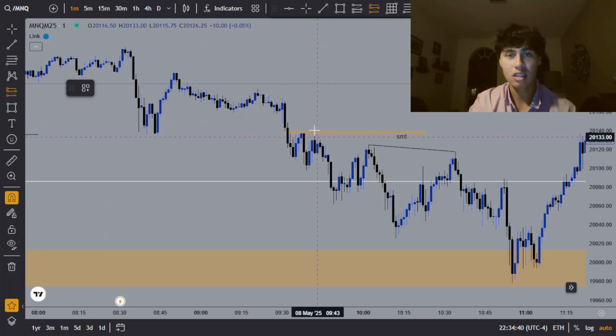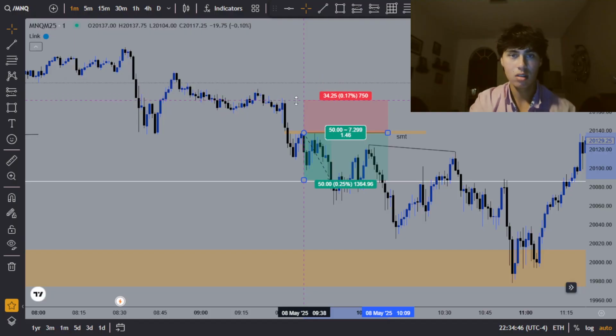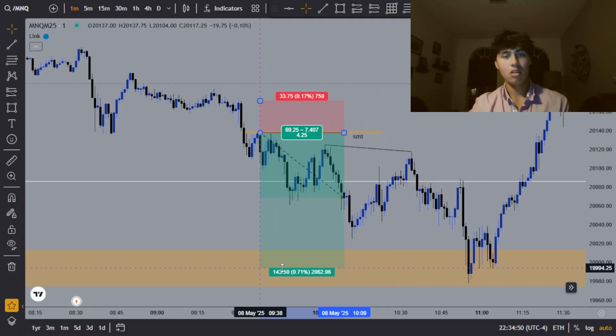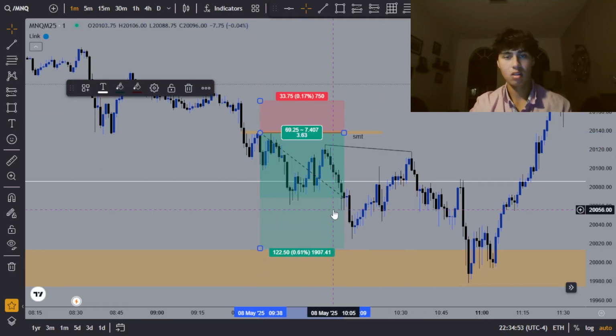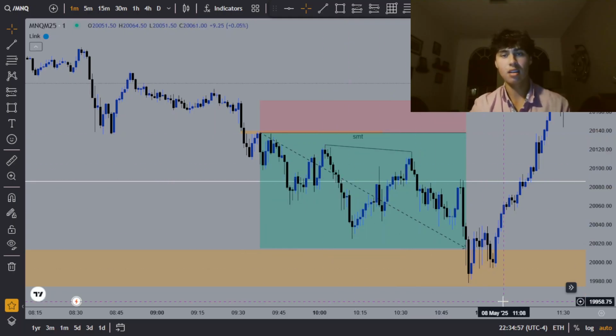I didn't take it. I was thinking of taking it. I should have taken it with low risk, and it would be here. Stop loss would be above the confirmation's wick, and the TP would be to the high around here. So this would also have been a really solid trade to take.